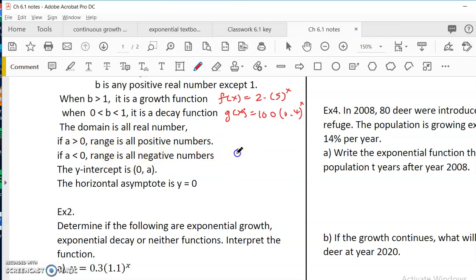The y-intercept, if I am to graph y equal to a b to the x, for example a is positive, would be a. The y-intercept is also a because it's a times b to the 0. B to the 0 is 1, so that's why it's a. And then there is an asymptote. That means it doesn't drop below. It always approaches 0. It's y equal to 0.